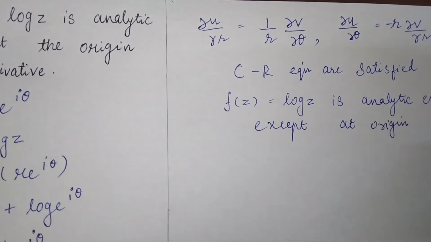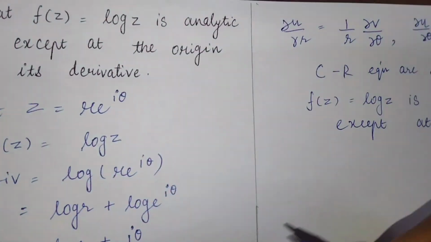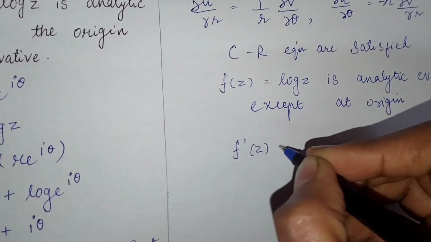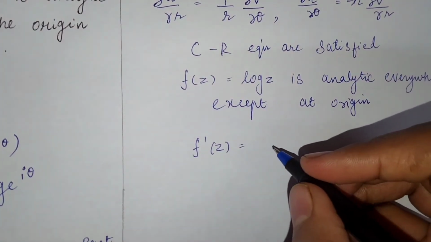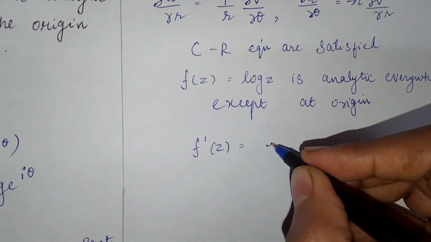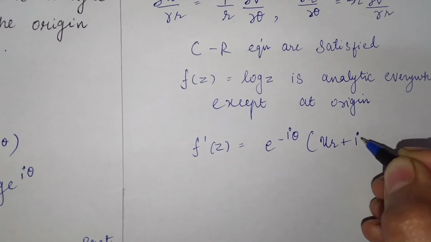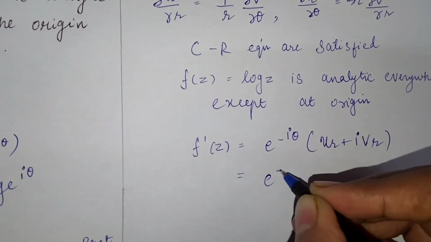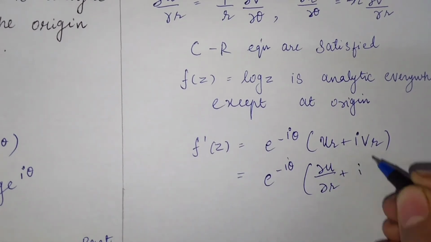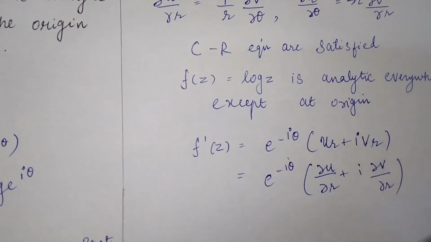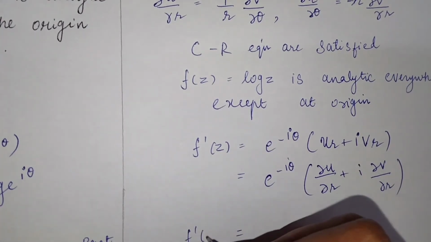Okay. But now in the question it is also told to find the derivative. So we have to find f dash z. So the value of f dash z in the polar form, you have to remember this formula, that is e raised to minus i theta into ur plus i vr. It means e raised to minus i theta, ur means del u by del r, plus vr means del v by del r. So here you have to substitute the value and you will get f dash of z.